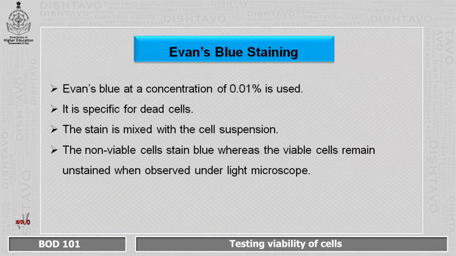Next is the Evans blue staining. Evans blue at a concentration of 0.01% is used. It is specific for dead cells. The stain is mixed with the cell suspension. The non-viable cells stain blue, whereas the viable cells remain unstained when observed under a light microscope.